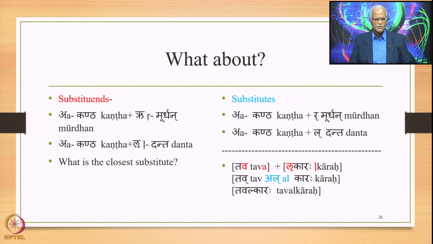Similarly, when the substituent is a plus lu, then a's place of articulation is kantha and lu's place of articulation is danta, the closest substitute in place of both of these is al, where a has kantha as the place of articulation and l has the place of articulation danta. Here is an example, tava plus lukaraha, and here we have a as the substituent together with lu, and a's place of articulation is kantha, lu's place of articulation is danta, so we have a and l as its substitutes. So we have tav al karaha, finally taval karaha is the derived form.